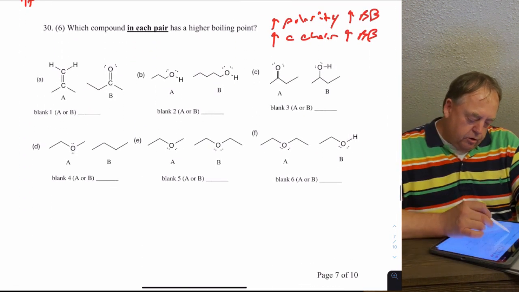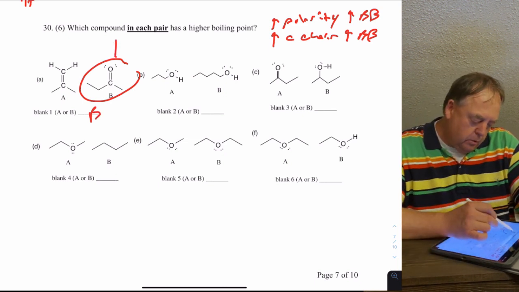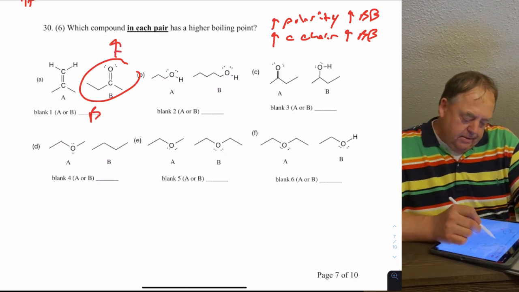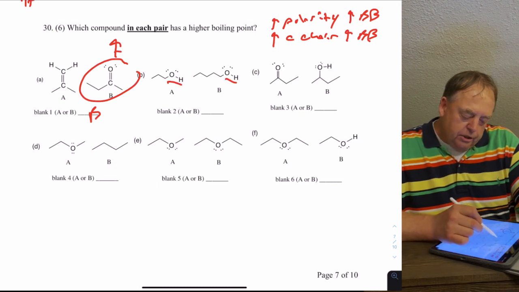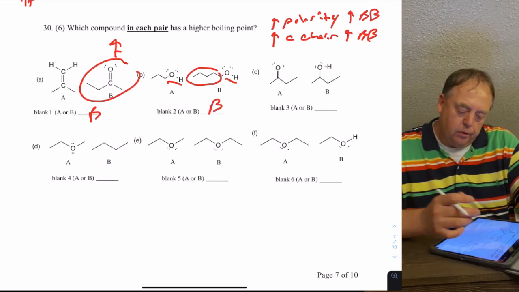Okay, so this molecule is more polar. It's going to have a higher boiling point. It's got a dipole, the other molecule does not. The OH is a wash, so then you're looking at the carbon chain. This has got more carbon chain, so that's going to have a higher boiling point. So B is a higher boiling point.